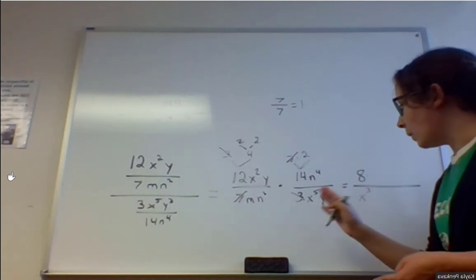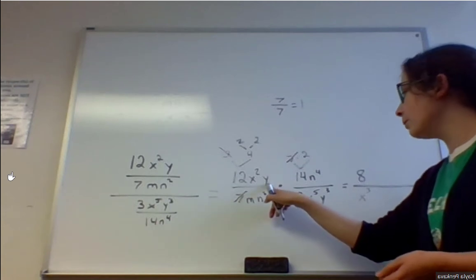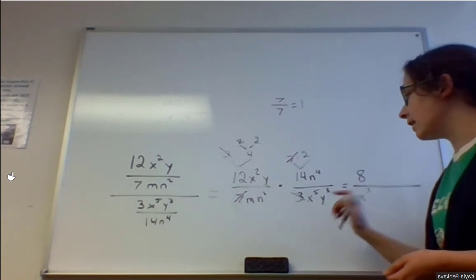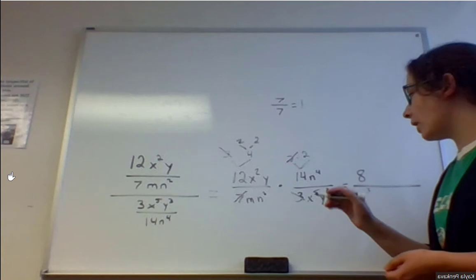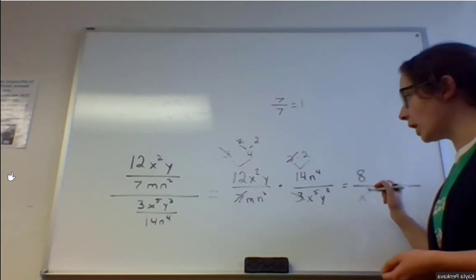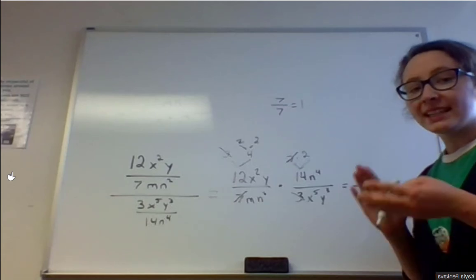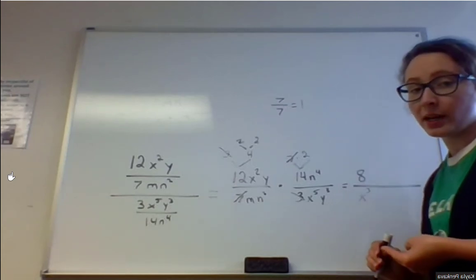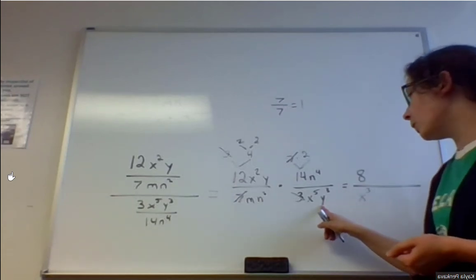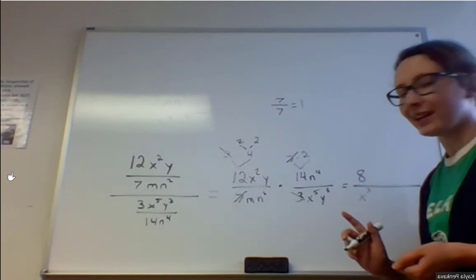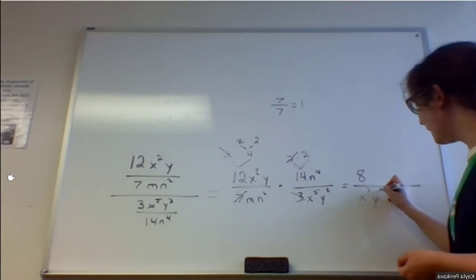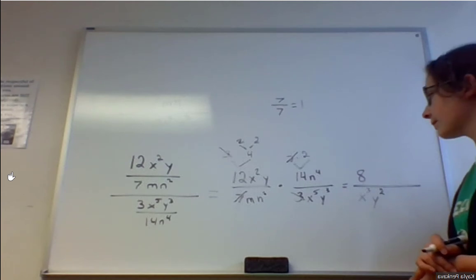Now let's look at the y's. We have a y on top, and we have a y cubed on bottom. The y cubed is y times y times y. So since both the top and the bottom have 1 y, we can cancel 1 y from both the top and the bottom. And we're left with 2 y's on the bottom, or y squared. So y squared on bottom.